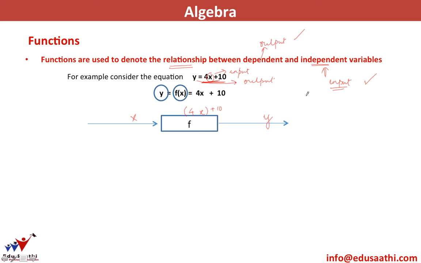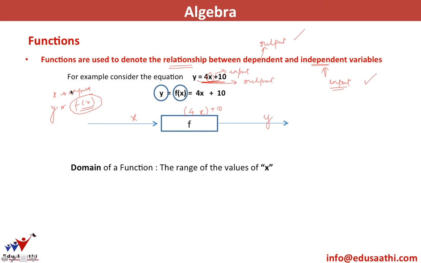So function is a relationship between input and output variable. x stands for the input value or the independent value, and y or f(x) are synonymous. f(x) is called the value of the function at x. So what is the value of the function at x? That is known as f(x), or I should say the output. And it is obtained by substituting the value of x in the expression which is given above.